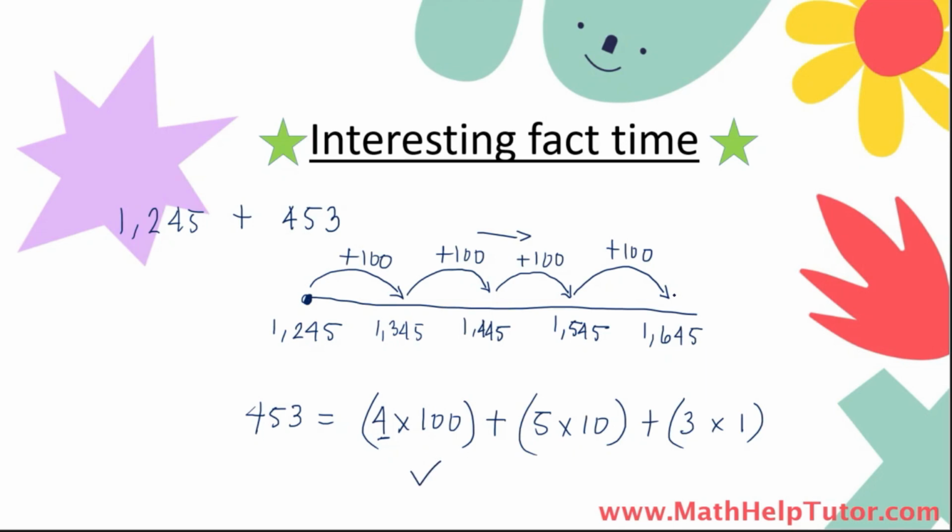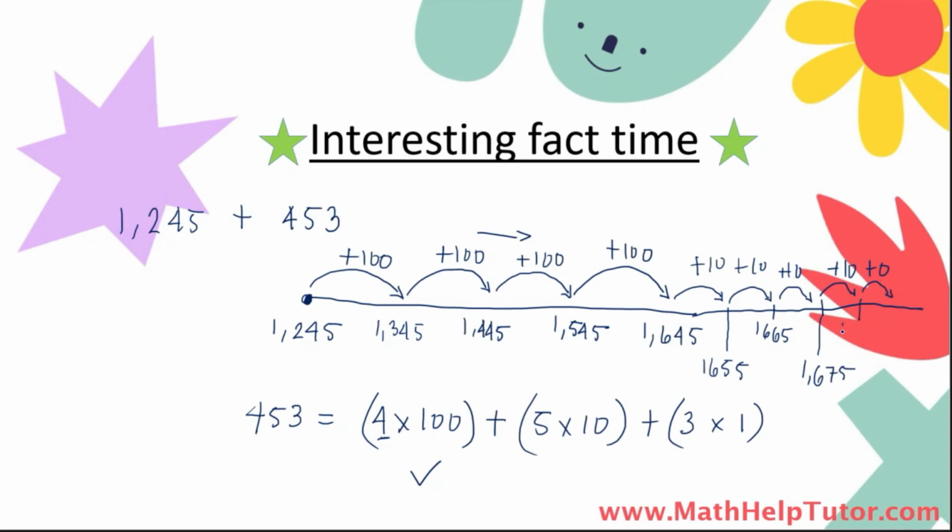So we can add tens 5 times. Let's extend our number line a little bit. So that's 1, 2, 3, 4, 5. Okay, that's 5 tens. So if we add a 10 to 1645, that's 1655. At this point, that's 1665. At this point, it becomes 1675. Here, it becomes 1685. If we add another 10 here, it becomes 1695.